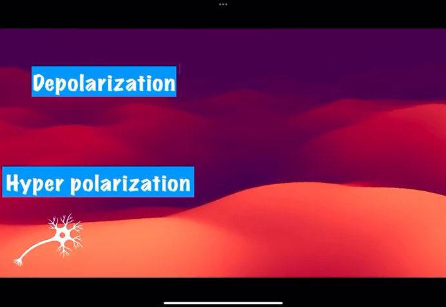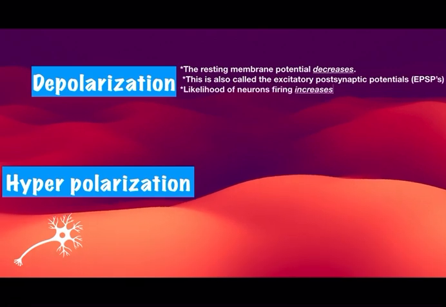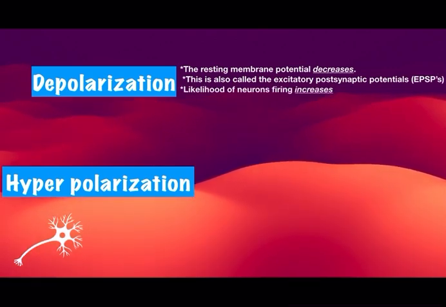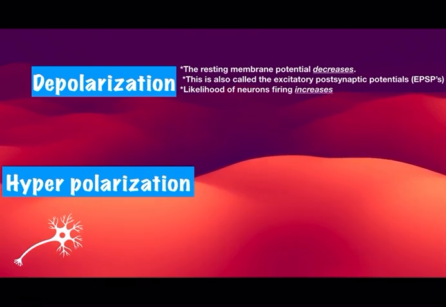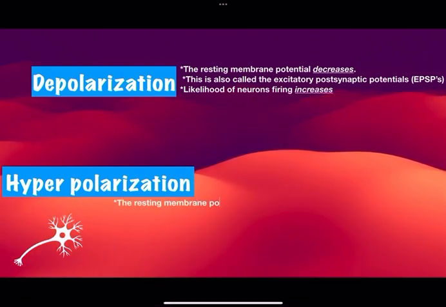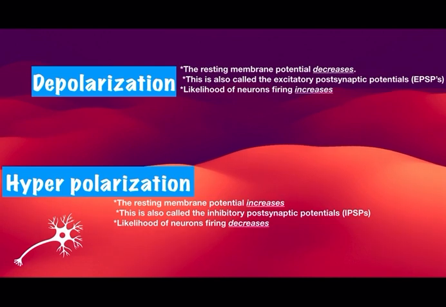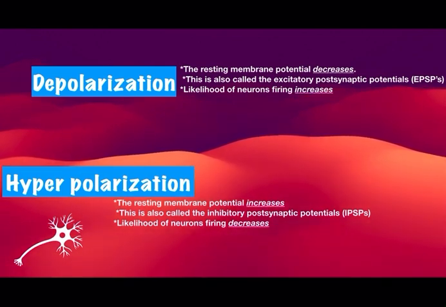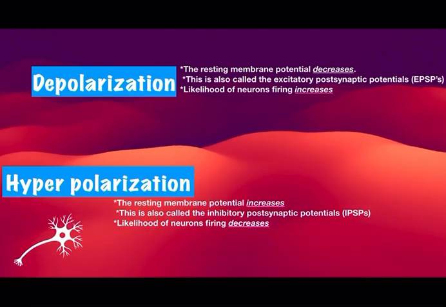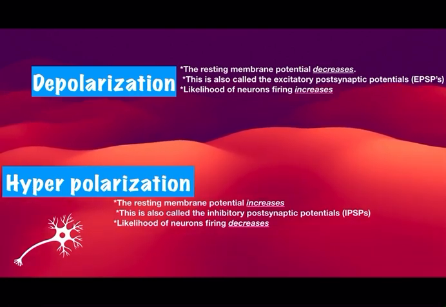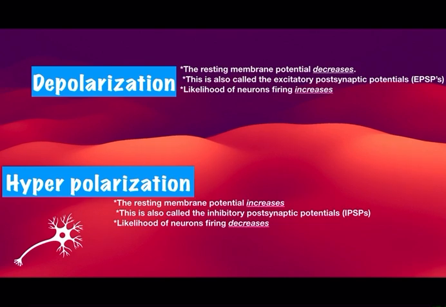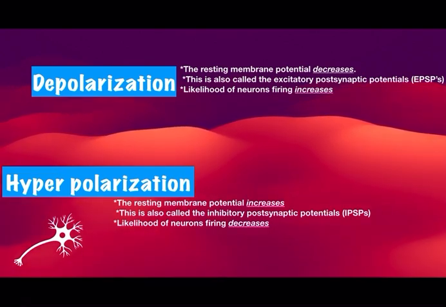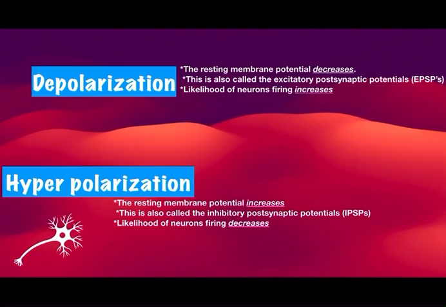When depolarized, the resting membrane potential decreases. This is also called the excitatory postsynaptic potential, since the likelihood of the neuron firing will increase. When hyperpolarized, the resting membrane potential increases. This is also called the inhibitory postsynaptic potential, since the likelihood of the neuron firing will decrease. So these EPSP and IPSP signals then travel down at rapid and decremental speed.